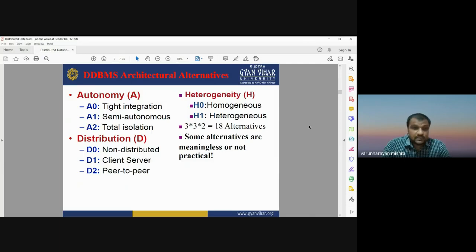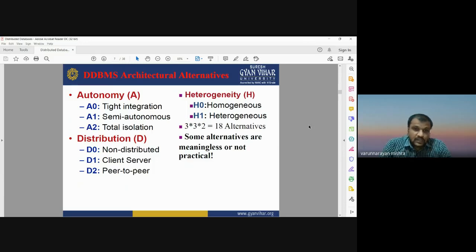In the same way, distribution has three types: D0, D1, and D2. D0 is non-distributed. If your data is not distributed, you indicate it by D0. If your database is distributed over a server, it is defined by D1. And if it is distributed from one person to another person, that is peer to peer. A person has a connection to another person, one to one, and that is known as peer to peer, indicated by D2.